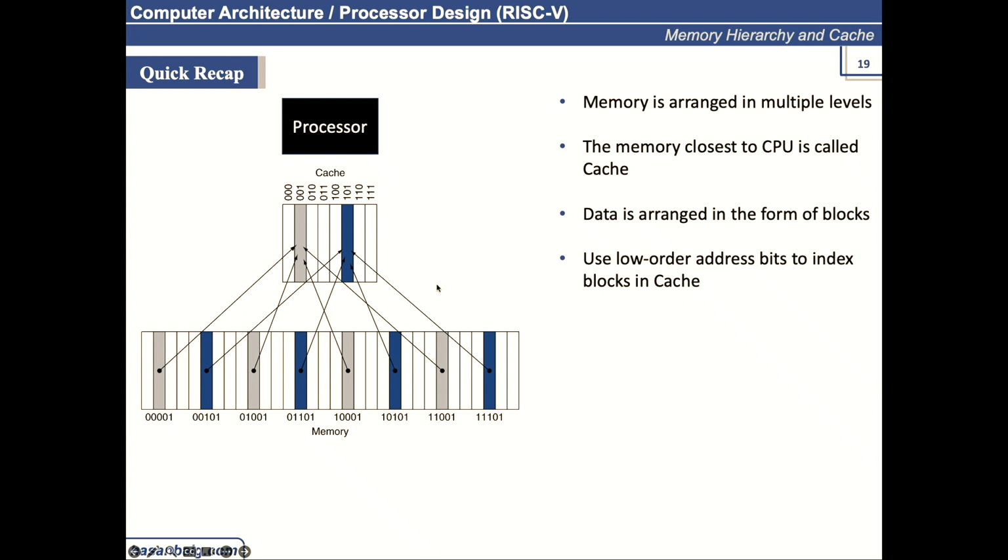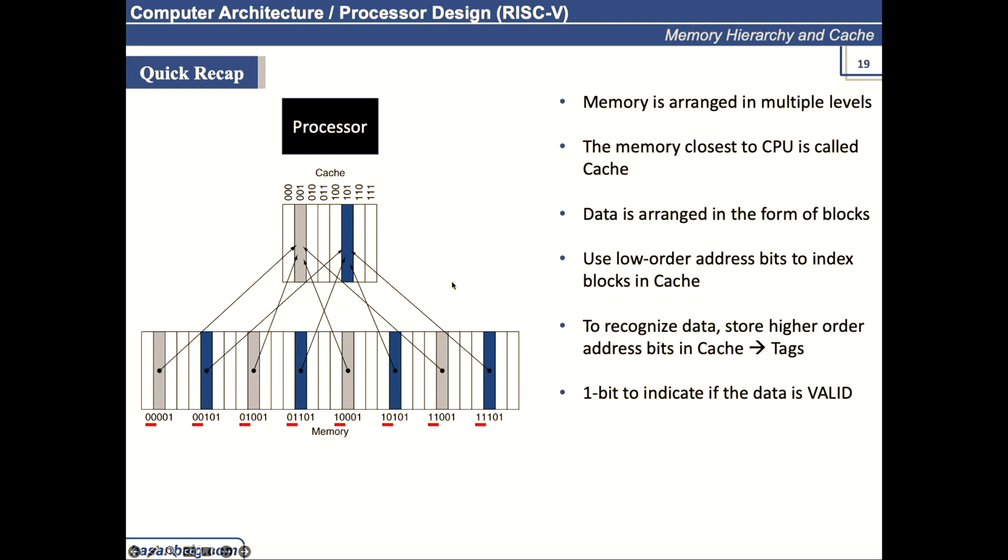How do we recognize whether the data present in the cache, let's say this one, belongs to this block or this block? Let's say if it belongs to memory address 1 or memory address 9 or memory address 17 and so on. How do we distinguish that? With the help of tag bits. So what are the tag bits? The upper or higher order bits in a memory address. We store these bits in the cache also. Instead of storing the entire address, we store the higher order bits of the memory address, which we call tag bits. We also store one additional bit with each block to indicate if the data is valid or invalid.